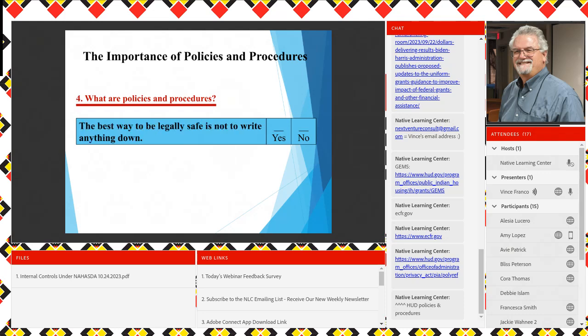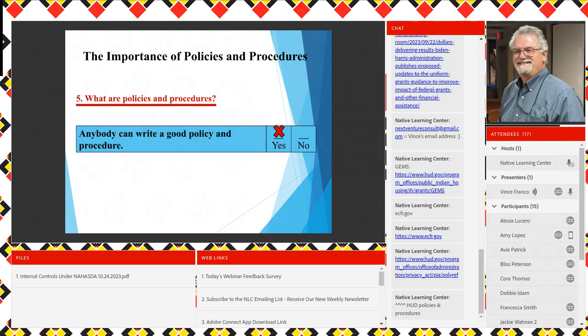The best way to be legally safe is to not write anything down. Well, try that. You'd probably destroy the program and probably your career, and might end up maybe even with civil penalties or maybe even jail time if you don't follow the legal protocols that are in place, dictated by the law or regulations and even tribal policies and protocols. So written policies are important, super, super important.